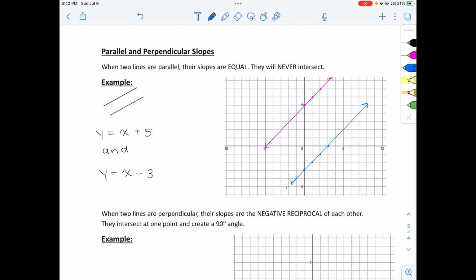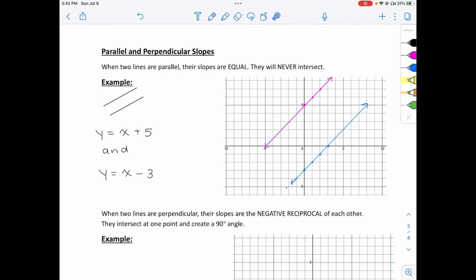Okay, and so we can see from the graph they look like they're pretty parallel, and if we were to extend them forever, they would never intersect, so there would be no point of intersection is what we would call that. So those are parallel.